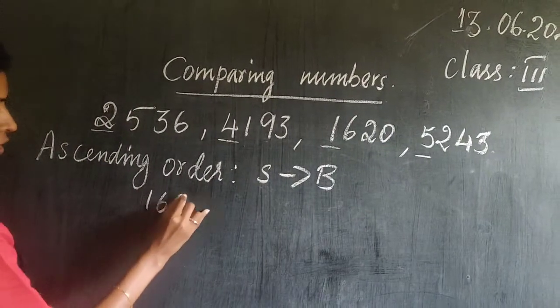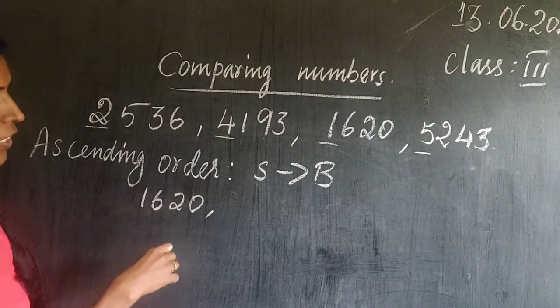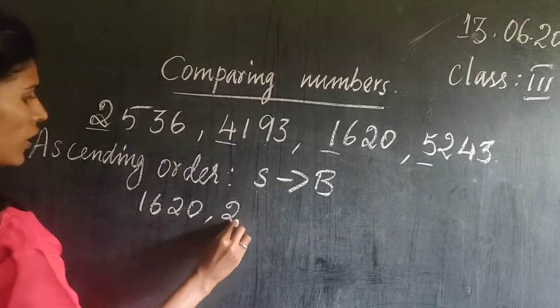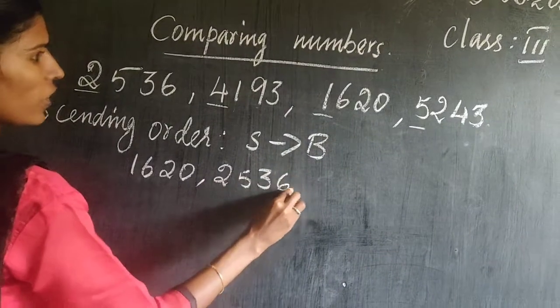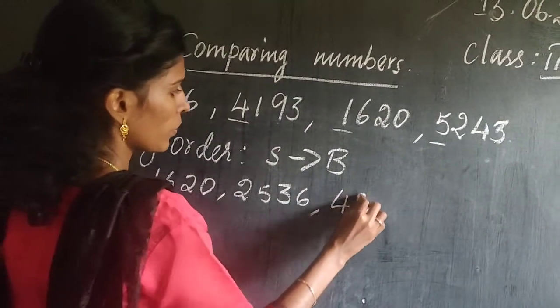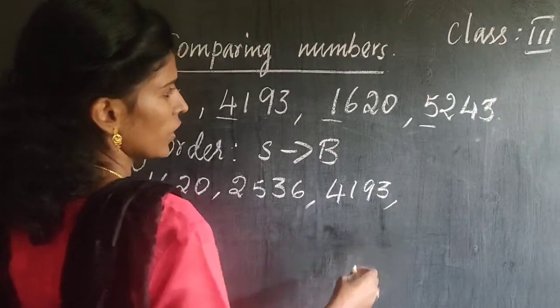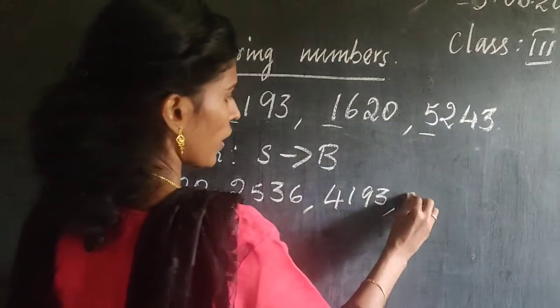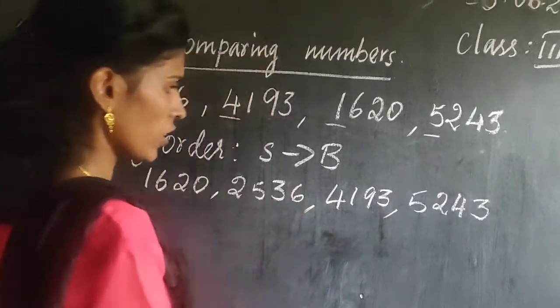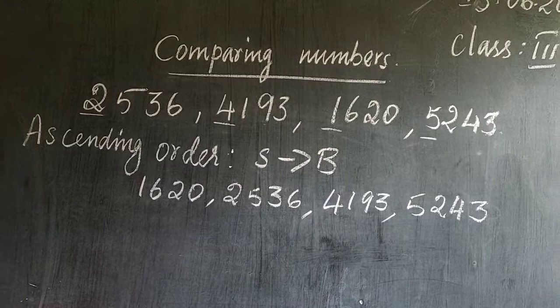So 1620. Then the next greater number is 2, so this will be the next number. Again the next greater number is 4, so this will be the next number. Again the next greater number is 5, so the last number is 5243. So this is the way we arrange in ascending order.